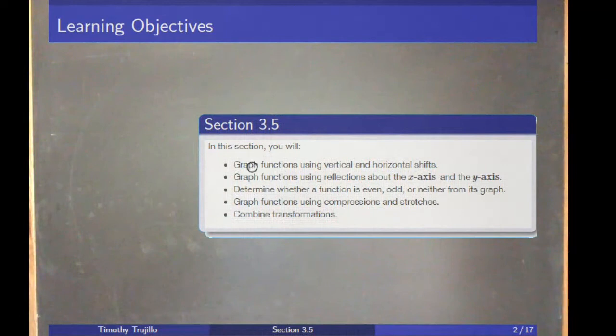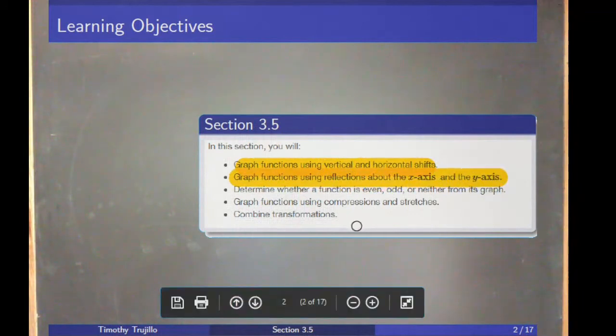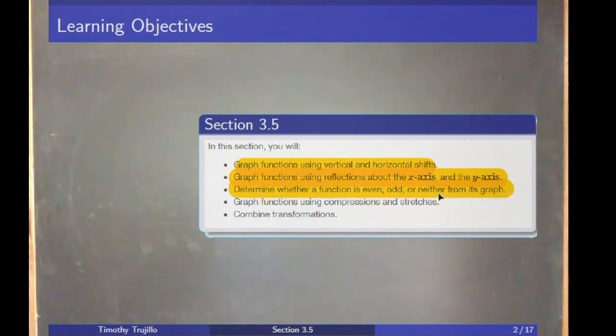We'll talk first about graphing functions vertically and horizontally with shifts. We'll then talk about reflections, both across the x and the y-axis. So these are sometimes called vertical and horizontal reflections. We'll then use that information to introduce the idea of even, odd functions. And it could be the case that the function is neither even nor odd.